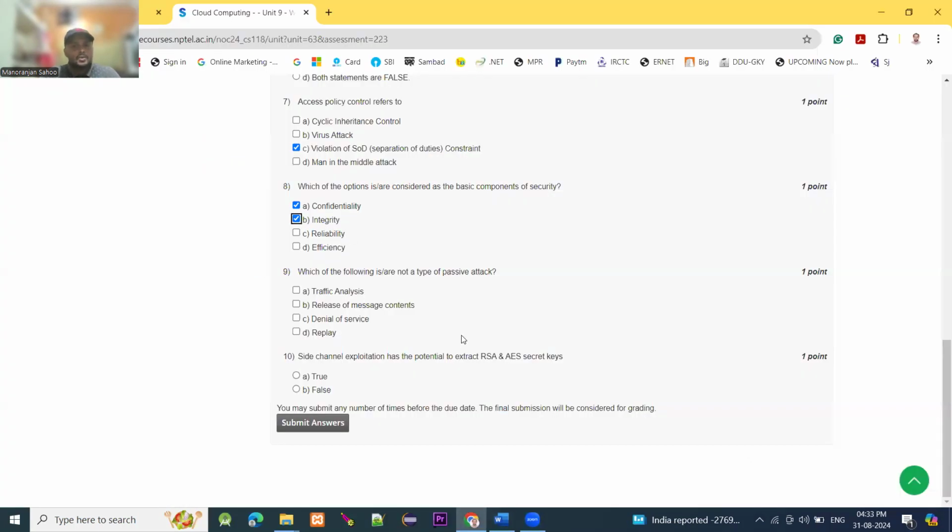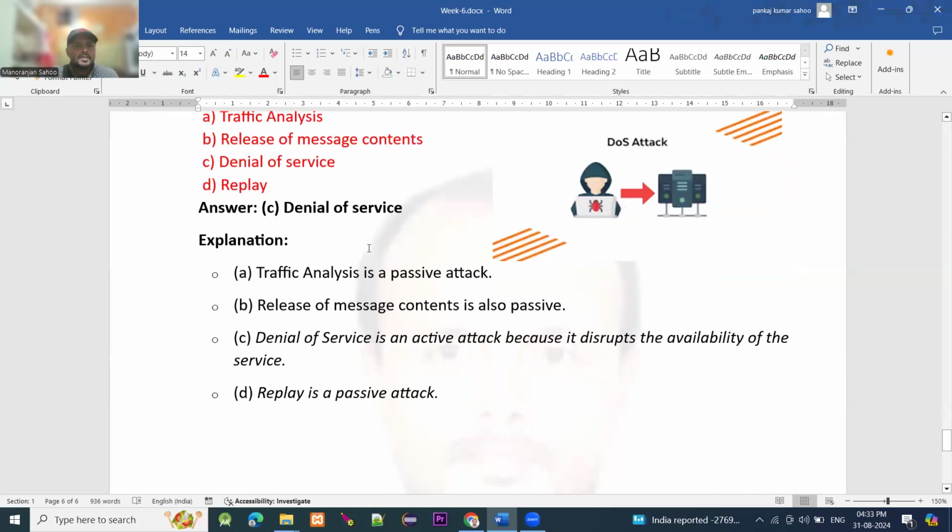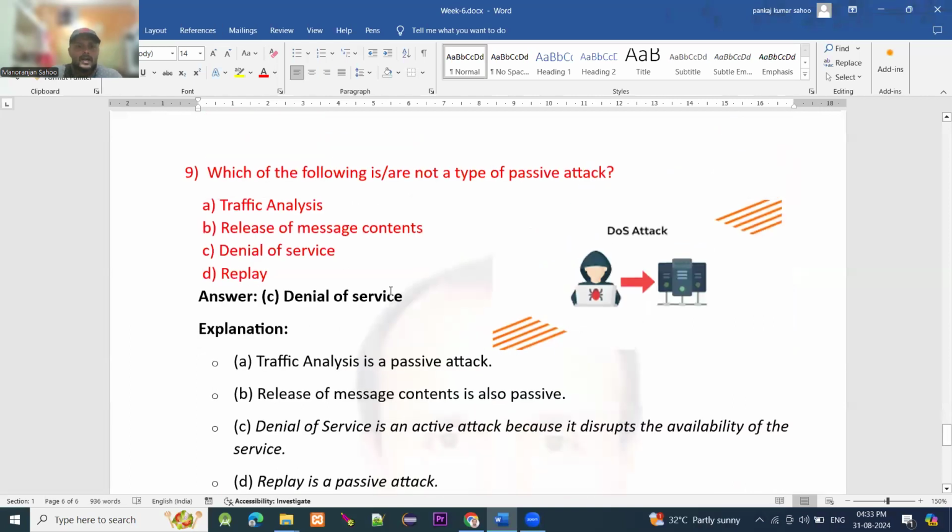Question number 9. Which of the following is or are not a type of passive attack? The question is asking which is not a type of passive attack. We may choose here denial of services. The rest of the things we may consider as active attacks. We may verify from our end. Let us consider one by one.